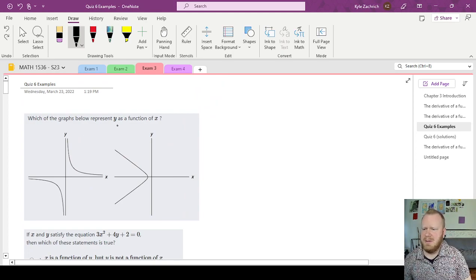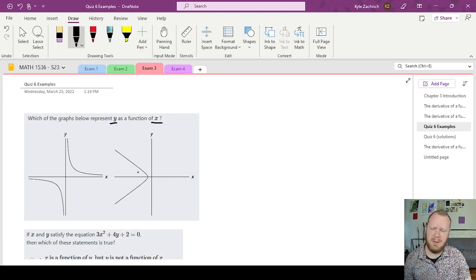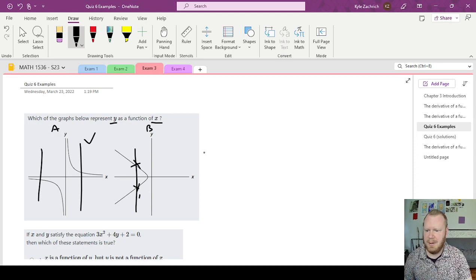This one asks which is the y is a function of x, so we have the graphs here. Let's call them graph A and graph B. We can just do the vertical line test here and see that this one passes it, but this one does not. So we would say, in this case, y is not a function of x.